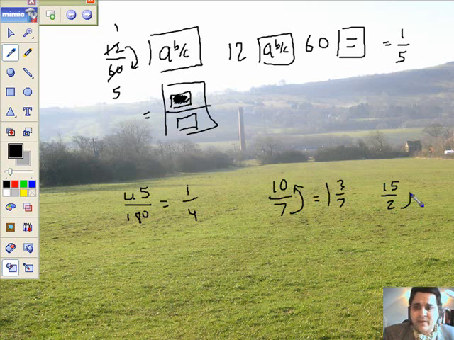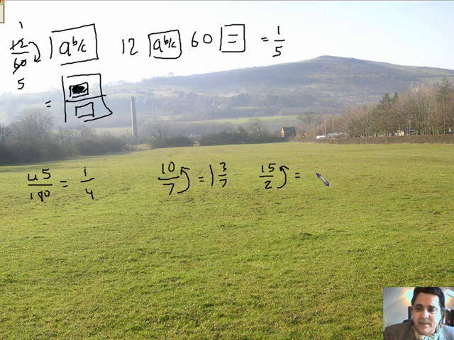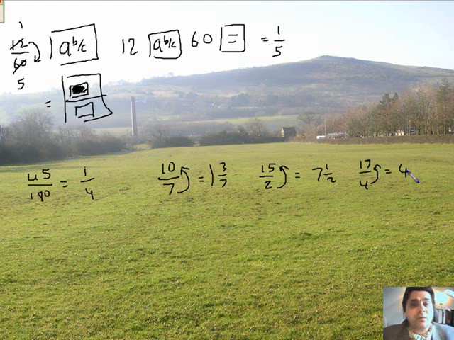Working along the page, across the screen. 15 over 2, it's top heavy, isn't it? 2 goes into 15. How many times? I'll make that about 7. 2 7s are 14, 1 left over, 7 1/2. Next one, 17 over 4, that is in fact going to be a 4. 4 goes in there 4 times, because 4 4s are 16, 1 left over, 4 1/4. That's all I want to say about that.